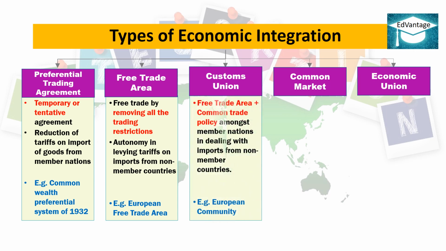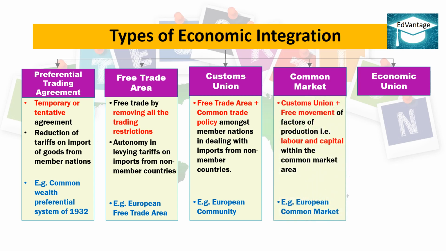3. Customs Union. Free trade area plus common trade policy amongst member nations in dealing with imports from non-member countries. For example, European Community. 4. Common market. Customs union plus free movement of factors of production, that is labor and capital, within the common market area. For example, European Common Market.